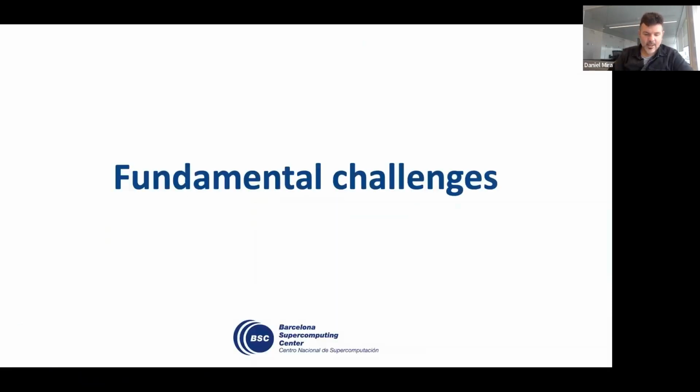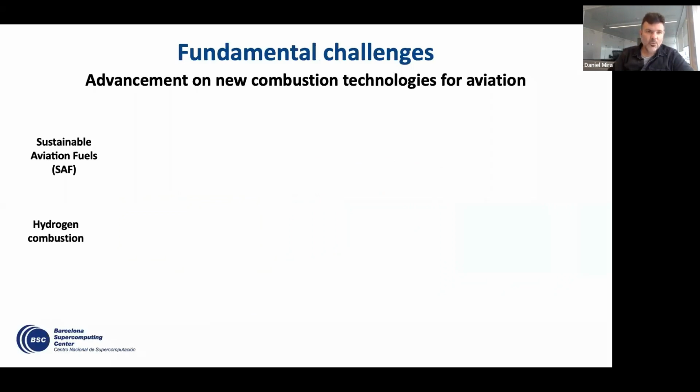So let me then go back to the problem we want to solve with these methodologies. If you remember, we were trying to address how we can incorporate SAF fuels into current engine technologies, and also how we can integrate hydrogen. So for SAF, it is basically considered as a drop-in fuel. So we can use current combustion technologies based on RQL, LDI, lean premix combustion, and then develop high TRL technology, because basically we need to integrate these fuels into the existing technology.